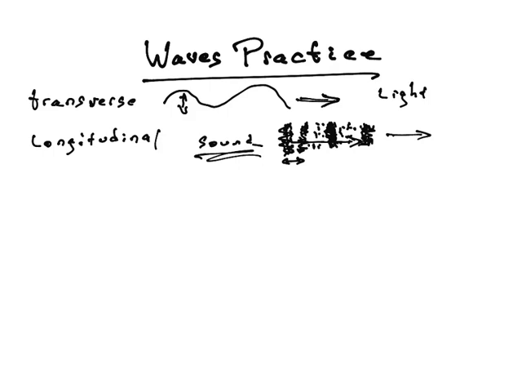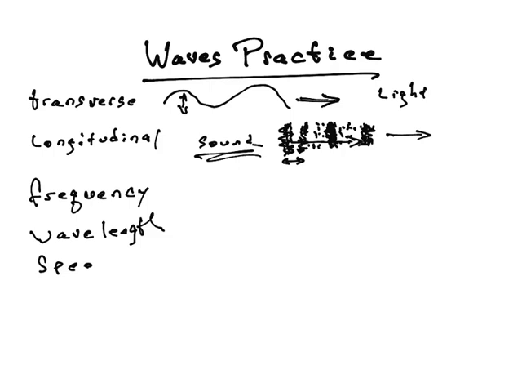All right. Also, we learned the characteristics that are important for waves: frequency, wavelength, speed, amplitude. These are the big important characteristics of a wave. If you know these characteristics, and in fact you really only need 3 of them, then you know everything you need to know about the wave.